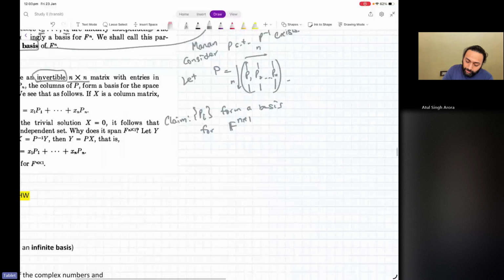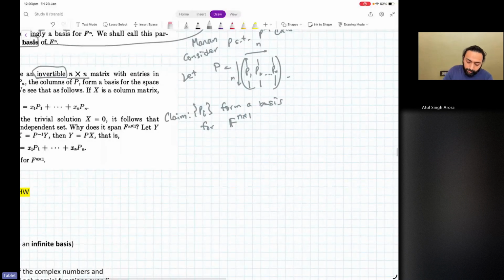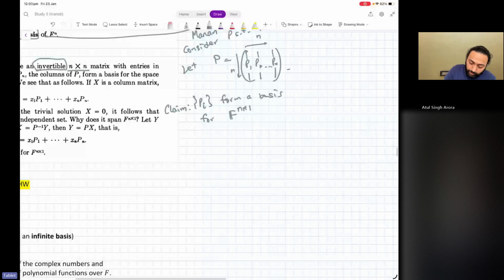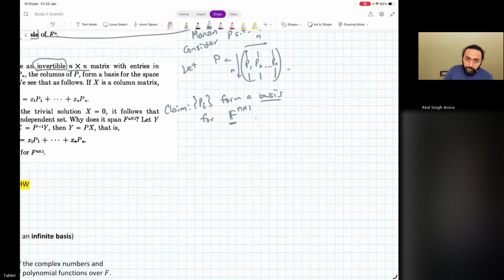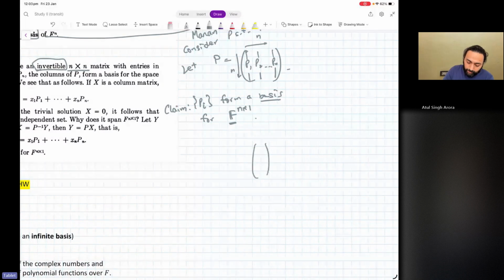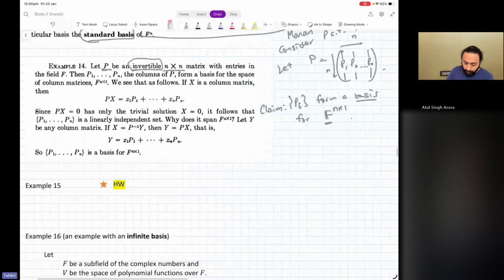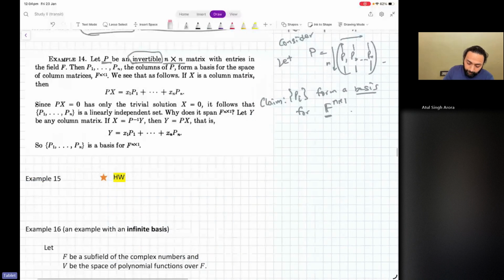So this is fine, right? I'm just writing it as columns, P1 to Pn. Is that clear? Okay. And now the claim is that if you take these Pi's, they form a basis for all column vectors. So the statement is clear at least, right?